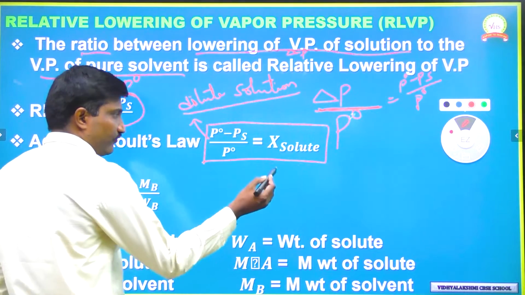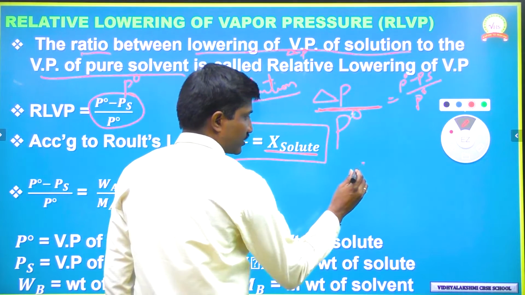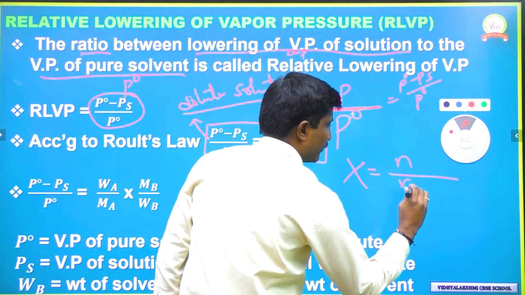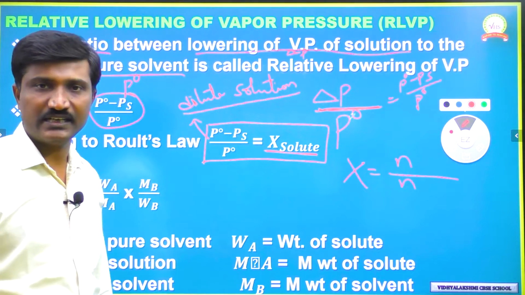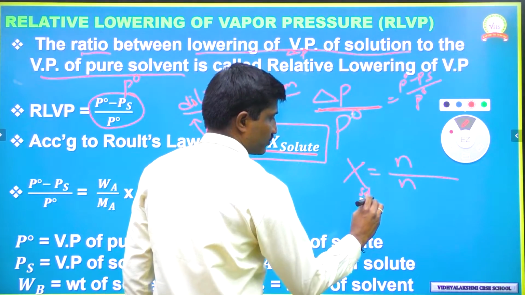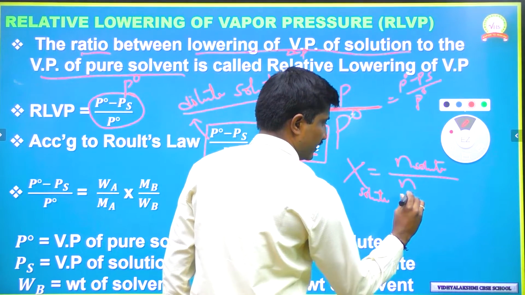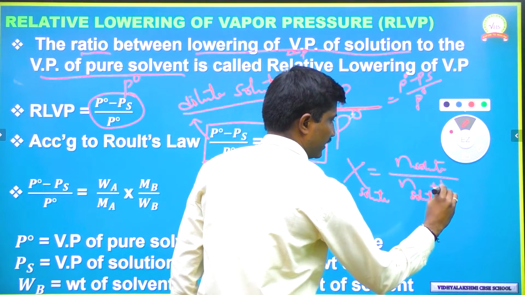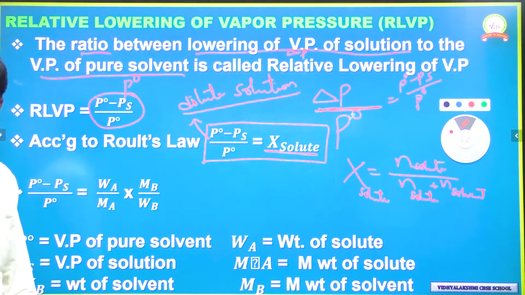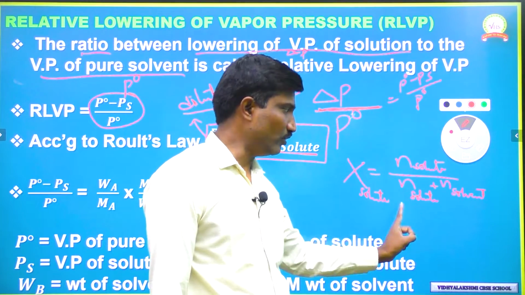Now, according to the definition of mole fraction, mole fraction is the number of moles of that substance divided by the total number of moles of all the components present in the solution. Since we are expressing the mole fraction with respect to the solute, X solute is equal to N solute by N solute plus N solvent, that is, the number of moles of solute divided by the number of moles of solute plus the number of moles of solvent, because the solution contains only solute and solvent. So that is the total number of moles.